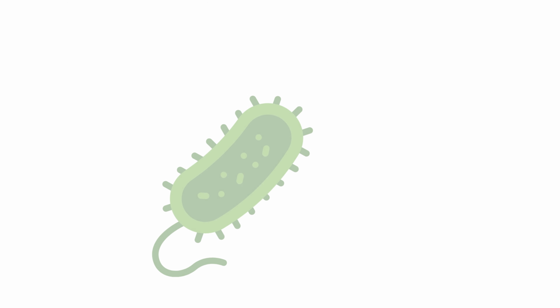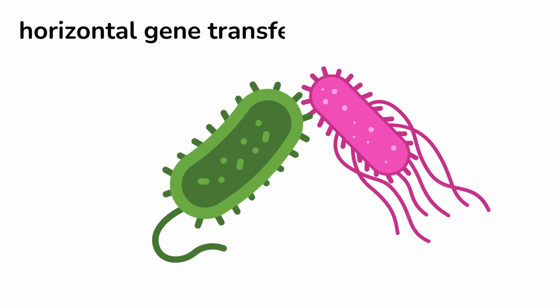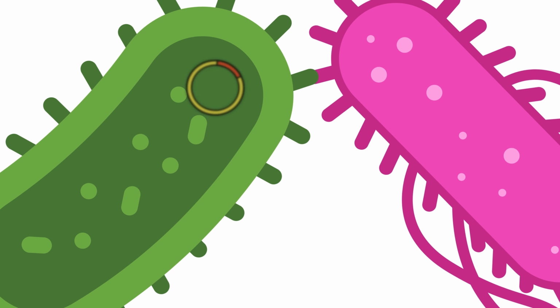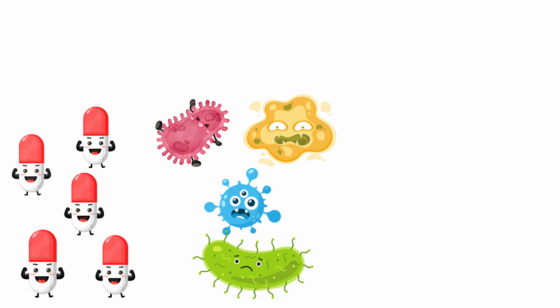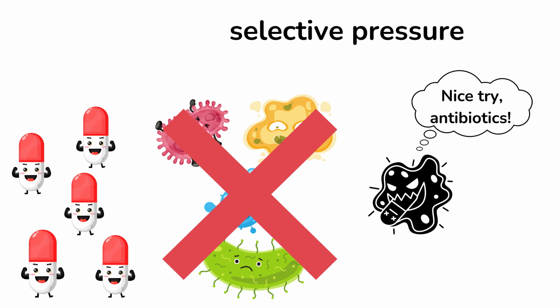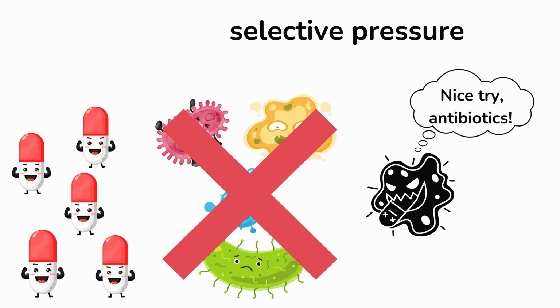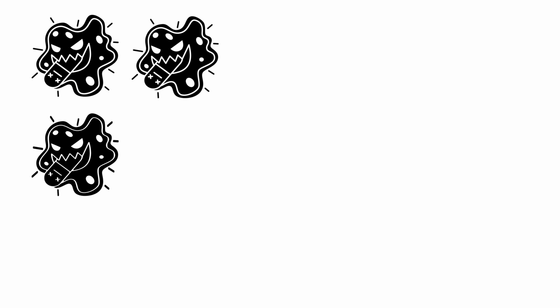However, mutations are not the only way bacteria can acquire resistance. They can also share resistance genes through a process called horizontal gene transfer, where genetic material moves from one bacterium to another, sometimes even across species. And this process can amplify the spread of resistance, especially when antibiotics are used. The use of antibiotics can create selective pressure, eliminating sensitive bacteria and allowing resistant ones to survive and multiply.